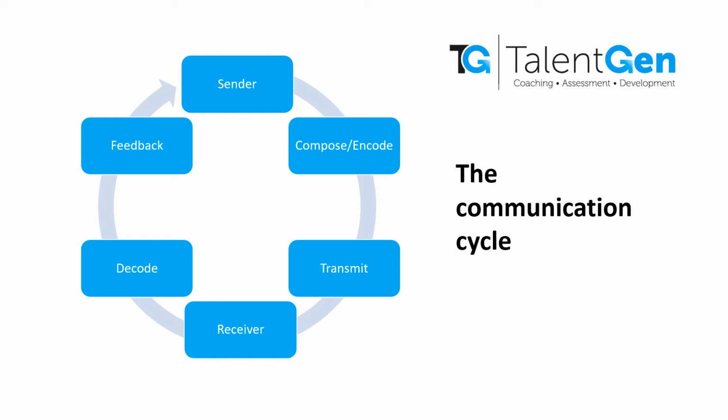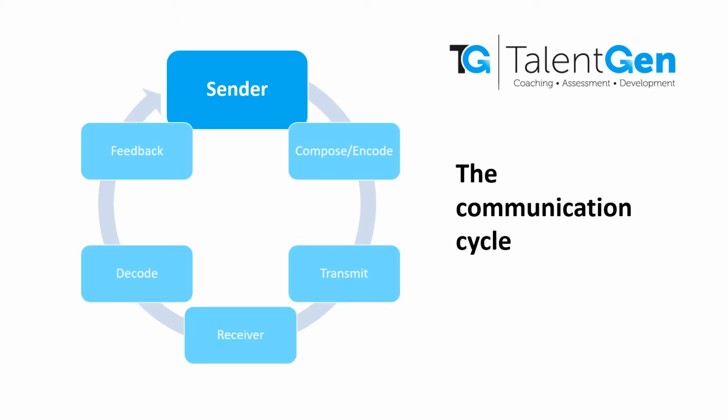Today we're going to look at the communication cycle and the different components that make it up. To start this, we'll begin with the first stage, which is the sender. The first stage is the individual that has information to send. You have an idea or some information and you need to decide what to do with it.